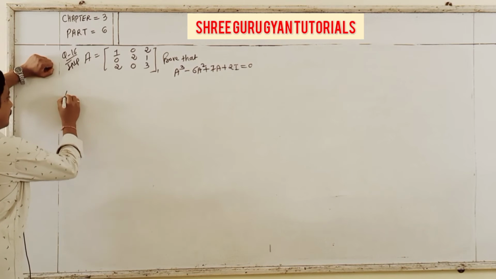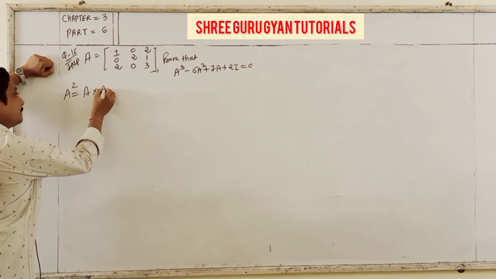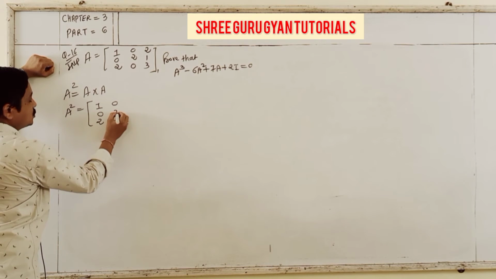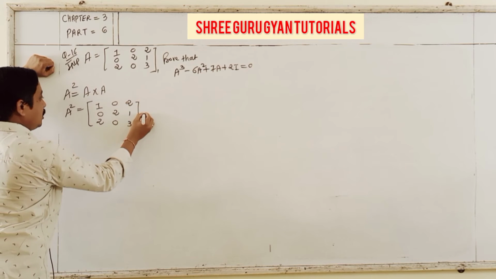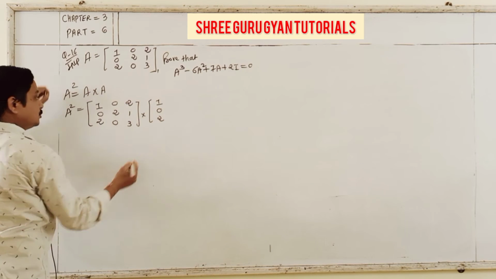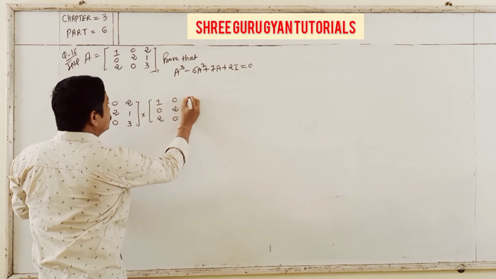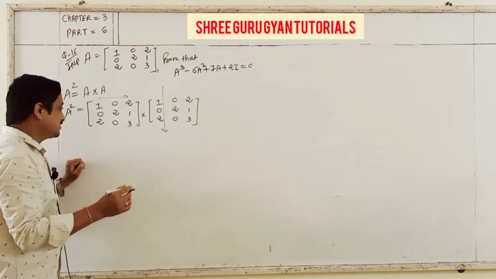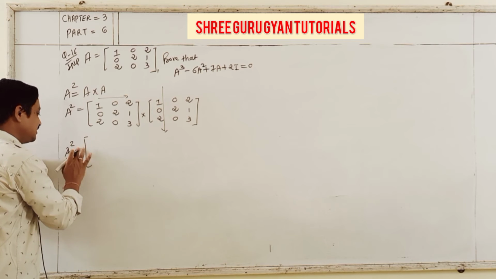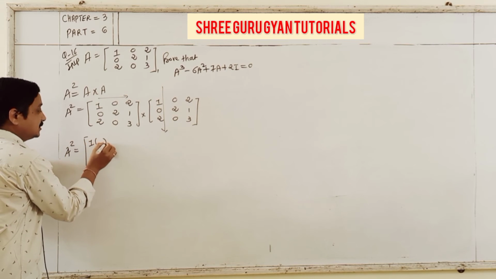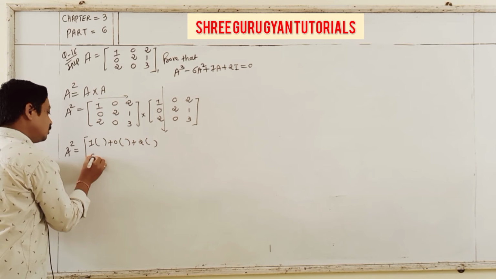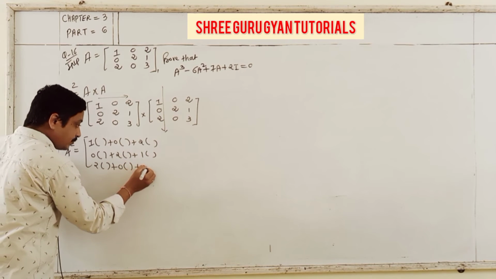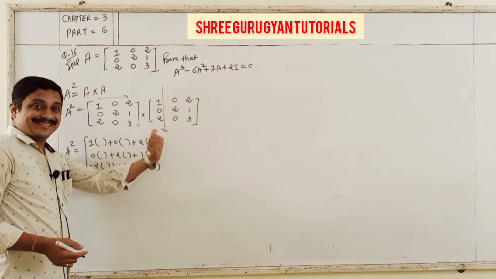First I start A square. A into A, which is 1 0 2, 0 2 0, 2 1 3 into 1 0 2, 0 2 0, 2 1 3, and go to matrix multiplication. So here you can get the answer easily and very simply. 1, 0, 2. Try in an empty bracket right now without mistakes. You will get your answer, students. Here you are putting the first column elements. Now the second, same.